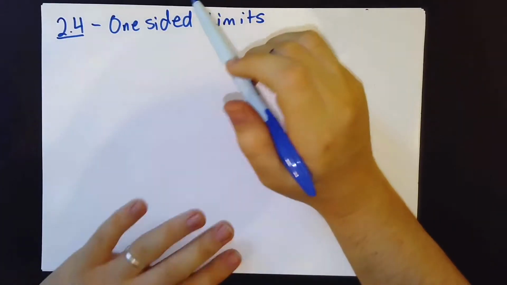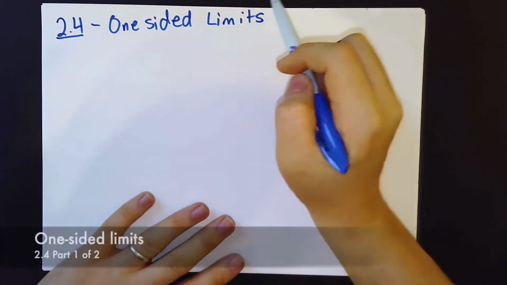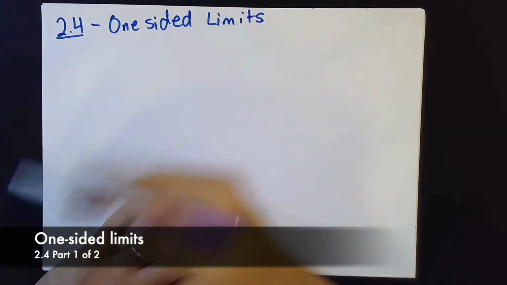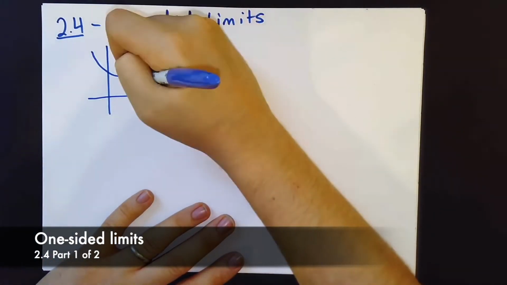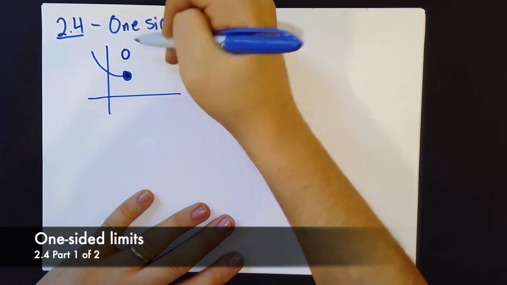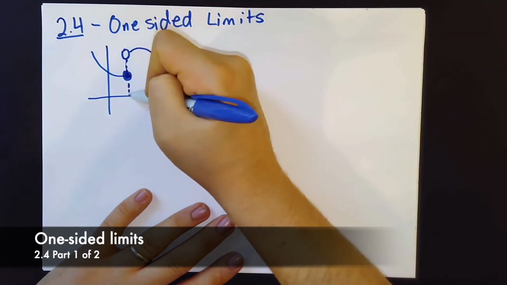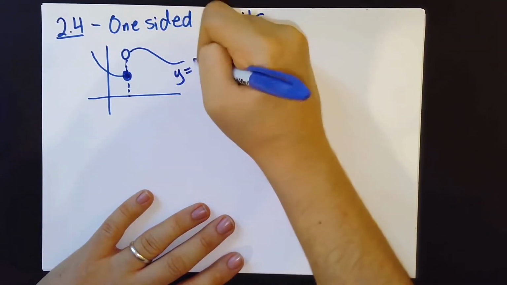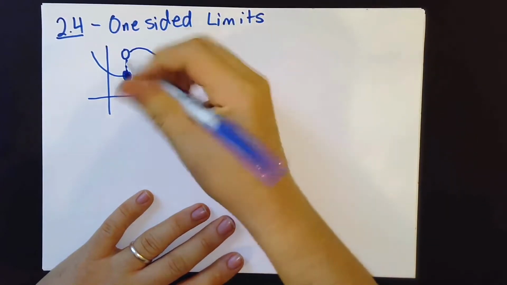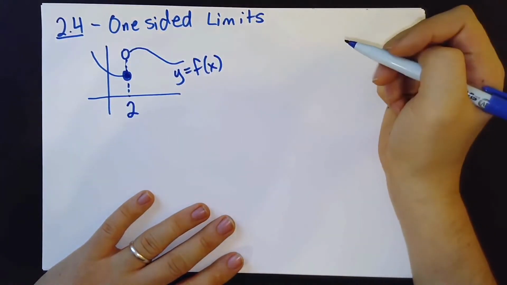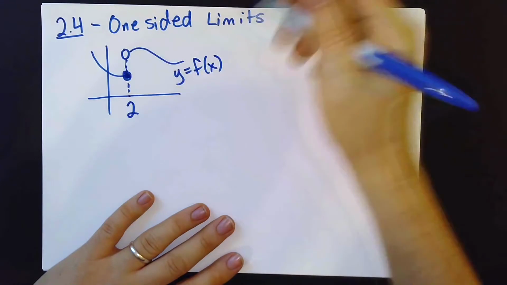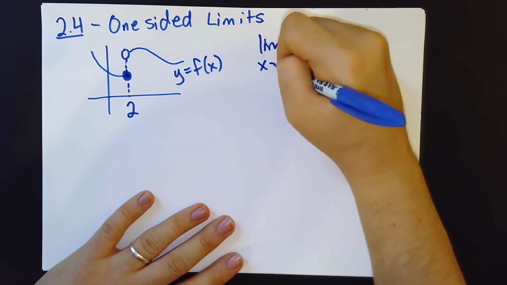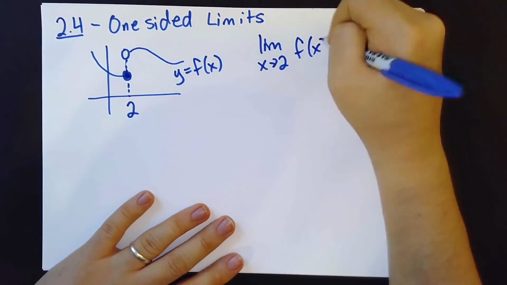Welcome back. In this section, we're going to talk about one-sided limits, which I briefly alluded to in a previous video. Namely, we've seen before that if we have some function f of x, and this is, say, 2, then the limit as x goes to 2 of f of x doesn't exist.